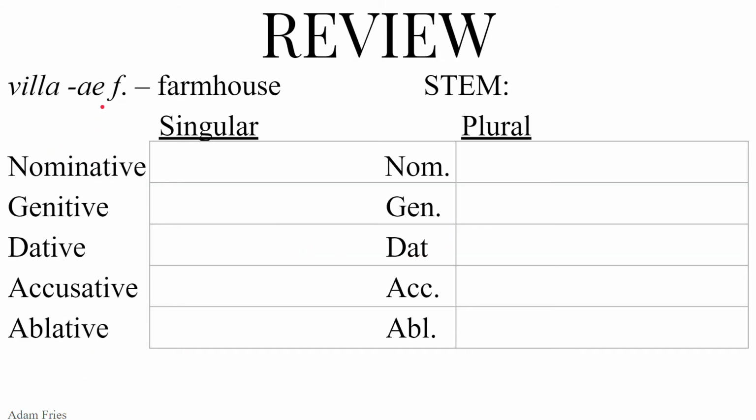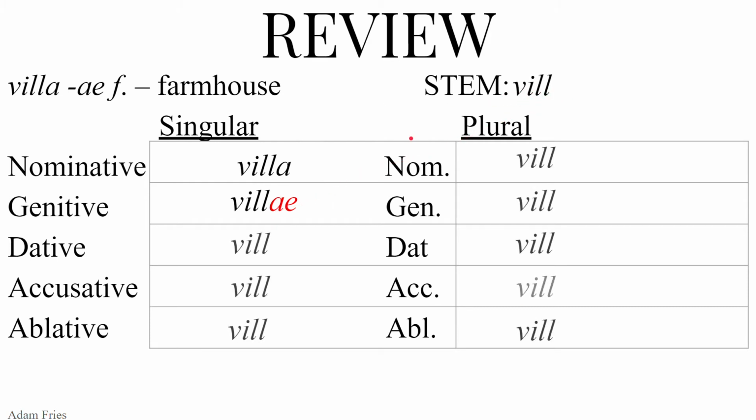So let's go ahead and practice. So this is from previous chapter. It should still be fresh in your memory. Hopefully you've not already forgotten how to do this. So, villa, ae, feminine, farmhouse. This is our dictionary entry. Villa is the nominative singular, and it goes in the nominative singular blank, unchanged. Here's the genitive singular, goes in the genitive singular blank as villae. You chop off the AE pronounced I to get the stem, vill. And then we're going to put vill in the rest of the blanks.